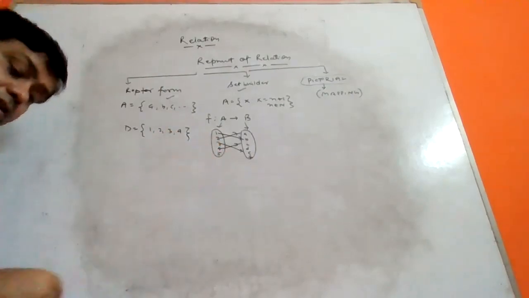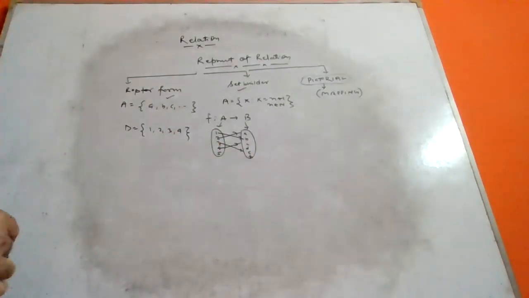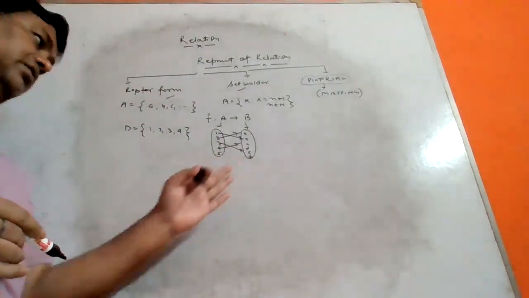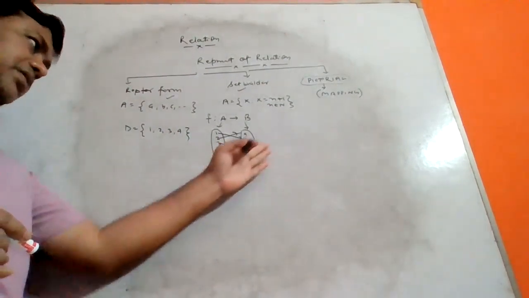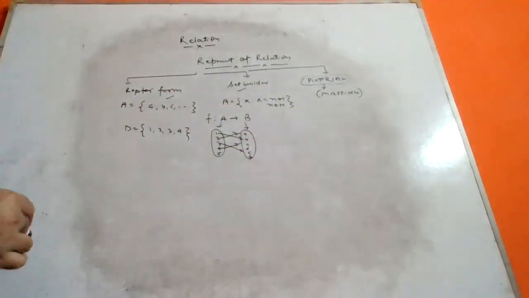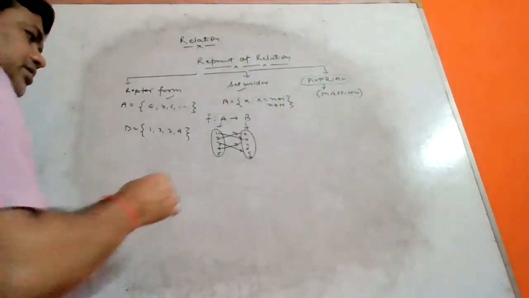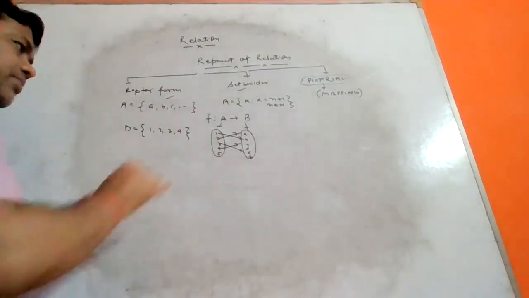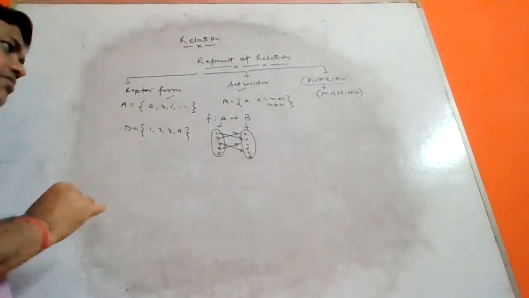Why is 5 not taken? Because 5 is not participating in this relation. 5 is not participating in this operation. That's why we are not taking 5 as an element of the domain. This is the first thing.